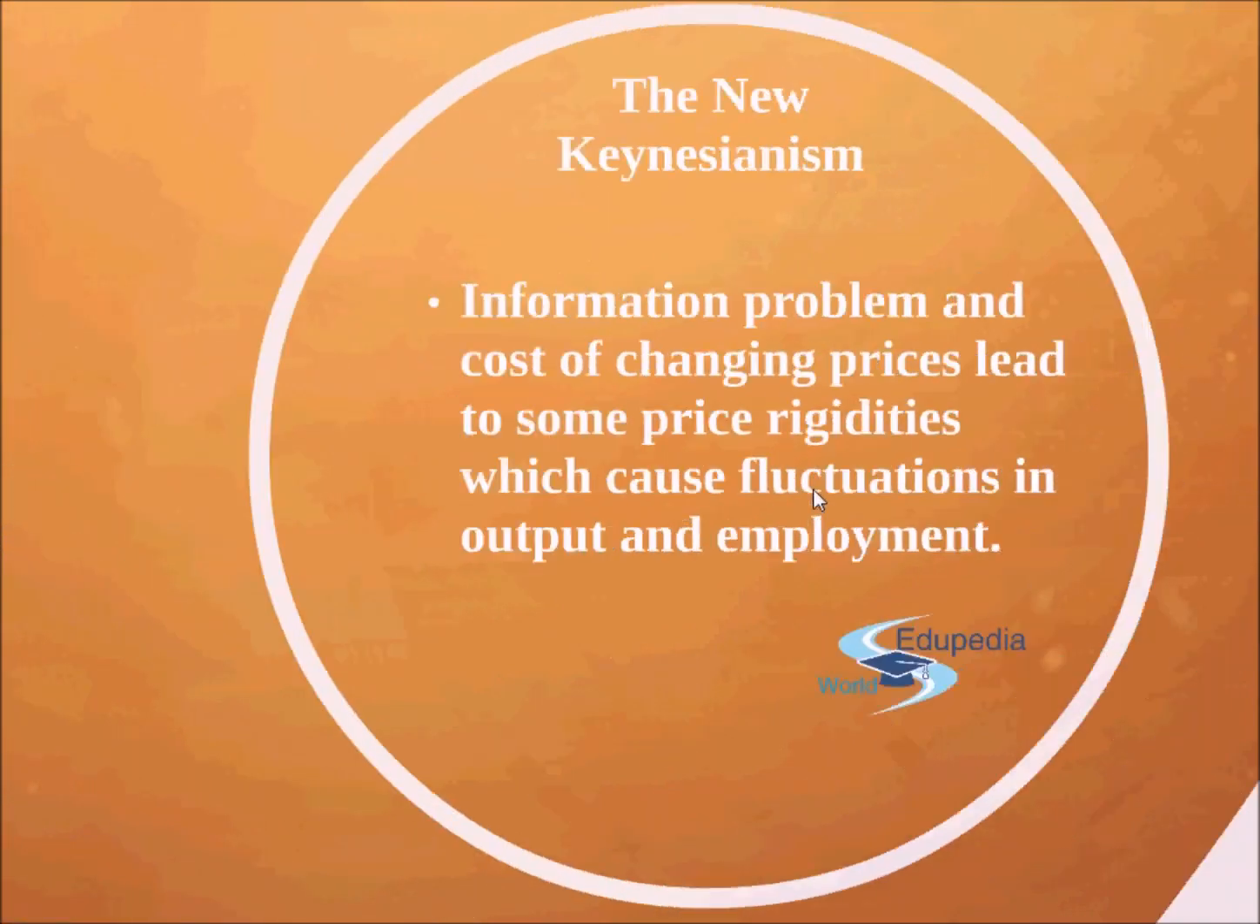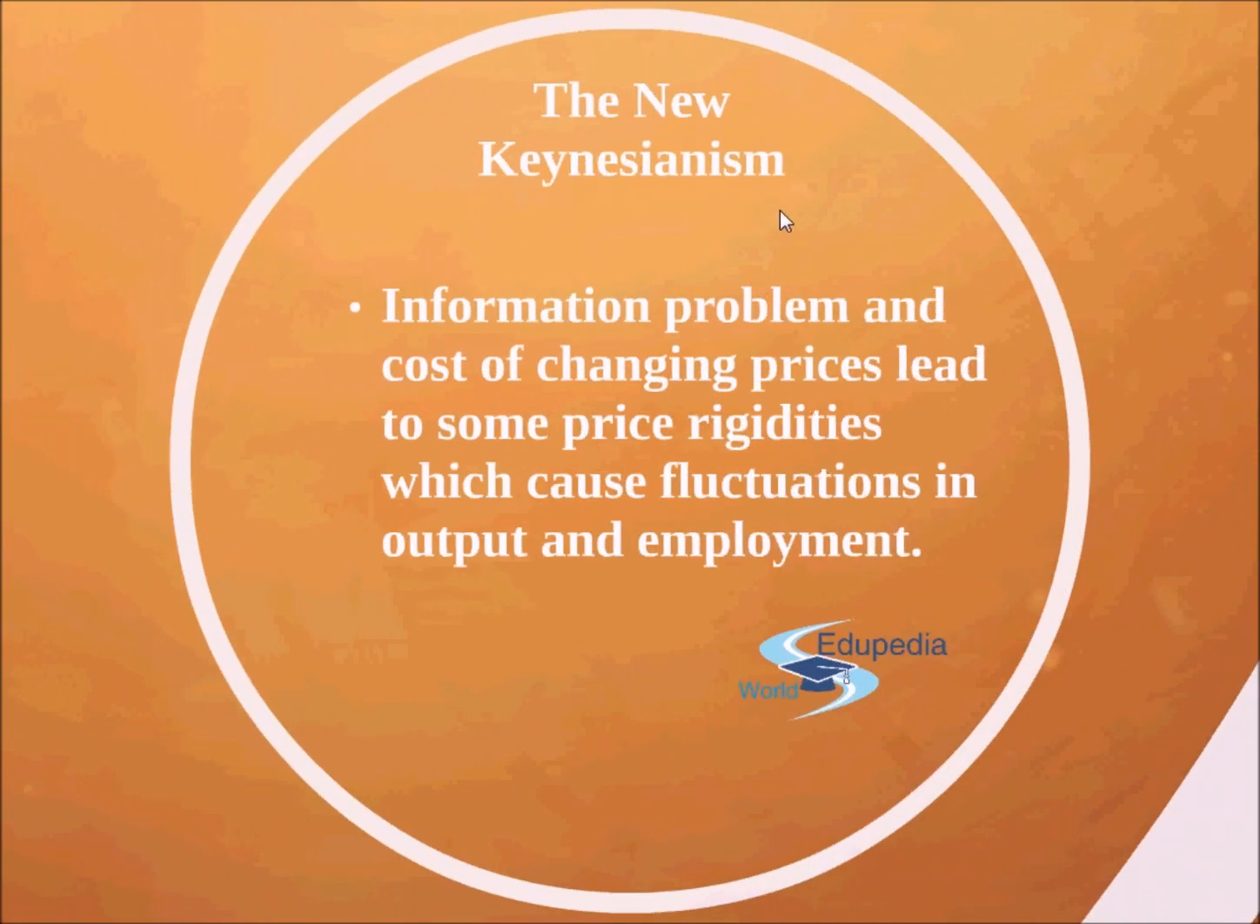Now the next approach was the new Keynesianism. As you can see, it relates to the original Keynesian approach. It was basically an attempt made in the subsequent years to revive the Keynesian approach. Whatever approach we are studying, the basic principle of the Keynesian approach is followed by all the approaches, and finally we get to see the new Keynesianism approach. It assumes that information problems and the cost of changing prices lead to some price rigidities, which cause fluctuations in the output and employment level.